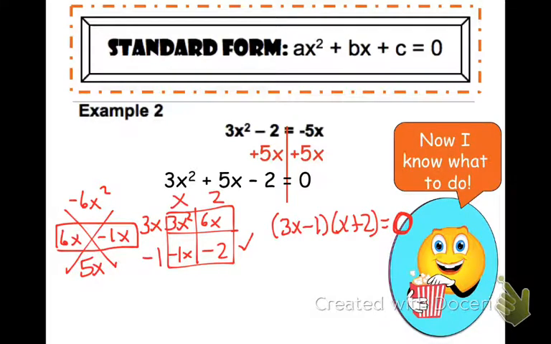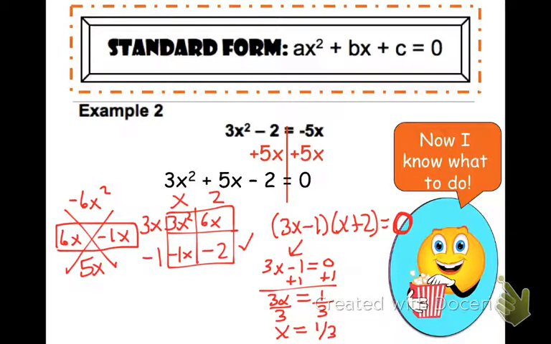So now I'm going to go ahead and solve these. The first one, I'm going to write it out, 3x minus 1 equal to 0. In order to solve this, I add 1 to both sides, then I divide by 3. So I get a fraction as my first answer, x equals 1/3. For the second one, I just get x equals negative 2. And I am done with this. Let's go ahead and move on to the next example.